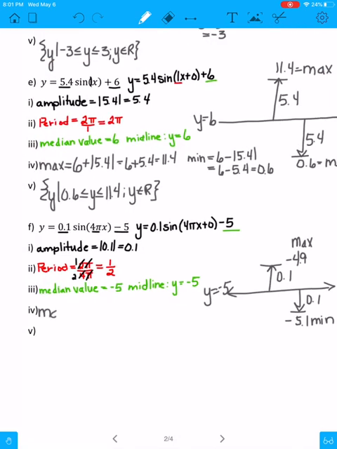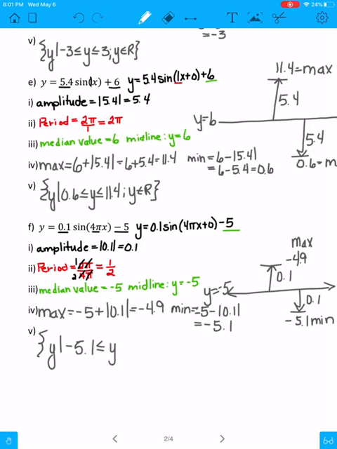Or you can use the formula maximum equals negative 5 plus the absolute value of 0.1, which equals negative 4.9, or the minimum equals negative 5 minus the absolute value of 0.1, which equals negative 5.1. And your range is going to be y such that negative 5.1 is less than or equal to y is less than or equal to negative 4.9. Y, E, R.